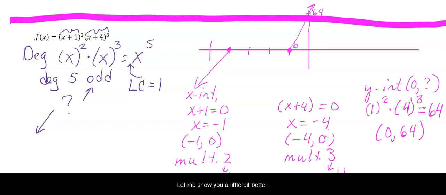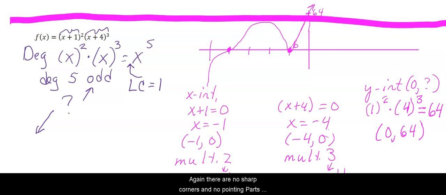Now let me show you a little bit better how it's going to approach. It's going to come up, it's going to flatten as it gets here, then it's going to come back across, come back down, bounce, and then go up. So we have this kind of weird shape going on here. But again, there are no sharp corners and no pointy parts. It should be smooth and connected. But keep in mind, when you're hand drawing, it's not going to be perfect, and I'm not looking for perfect. Close will be close enough.